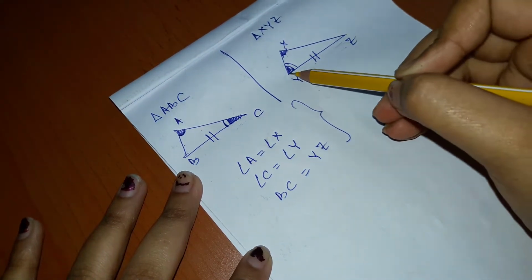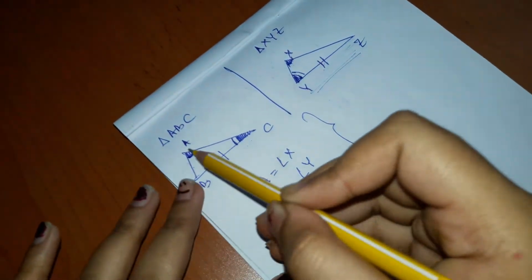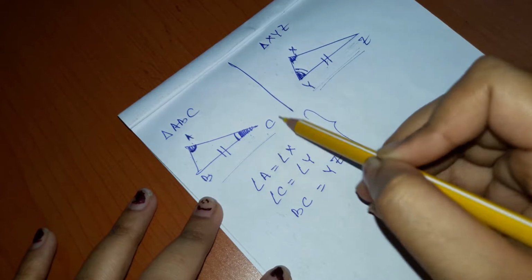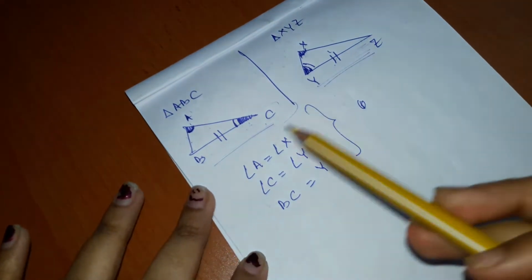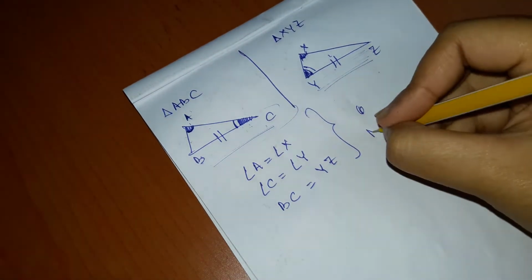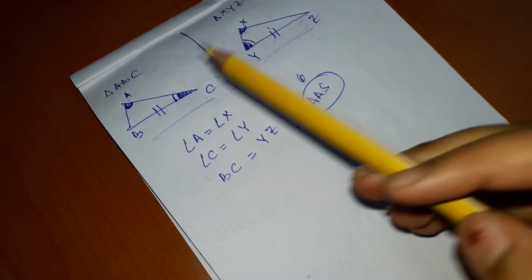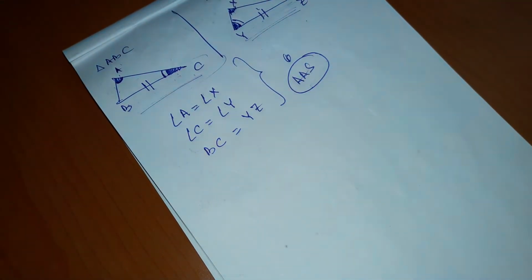The side between these two angles is XY, but we are selecting YZ. Here also the side between these two angles is AC, but we are taking BC. It means that these two triangles are congruent by AAS congruency. This is very clear: these two triangles are congruent by AAS congruency.